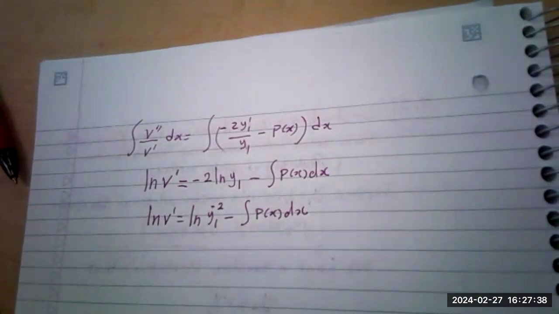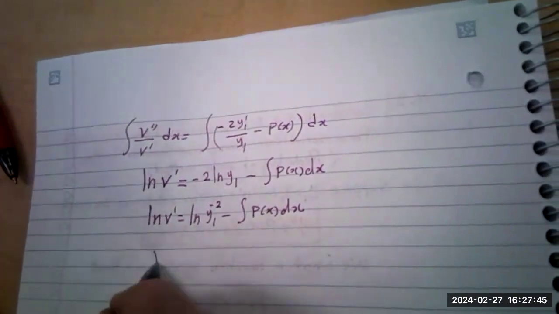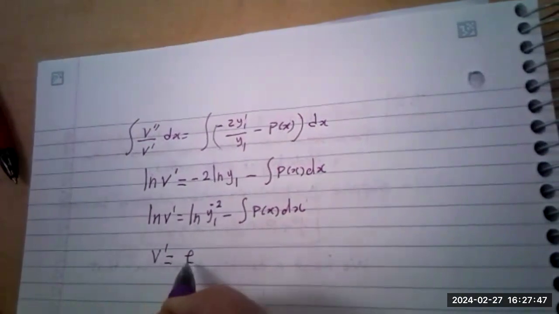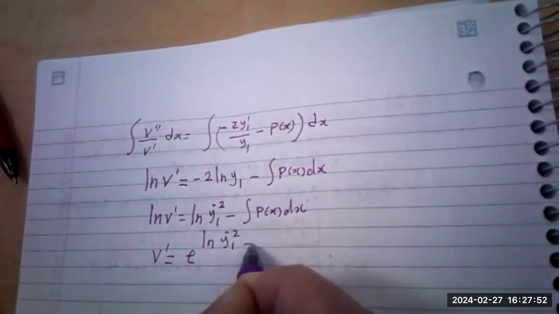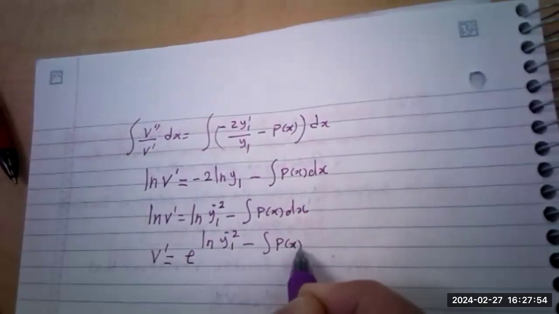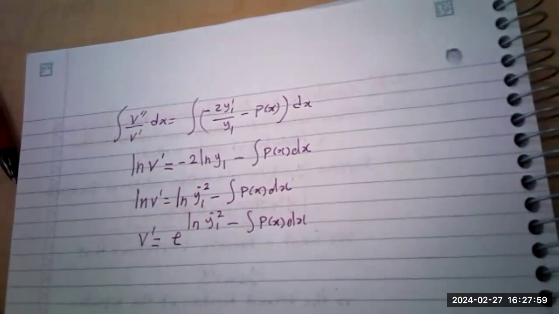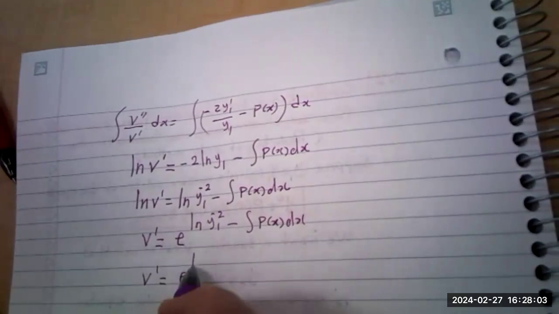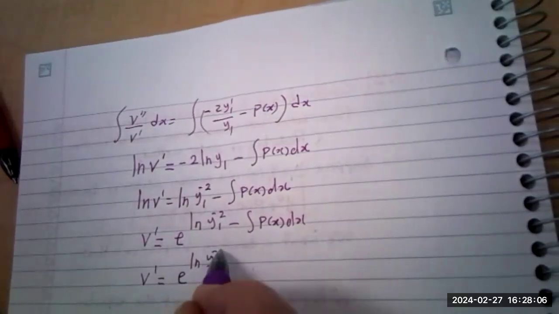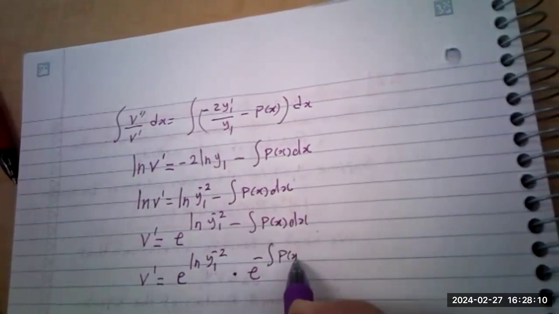Now we can change it to the exponential form. So if we change it to exponential form, it would be what? V prime equal to e to the ln of y1 to the -2 minus integral of px dx. Break the term to the right with the formula. V prime would be, remember the product, e to the ln of y1 to the -2 times e to the negative integral of px dx.